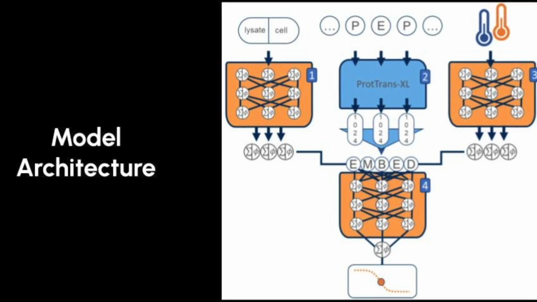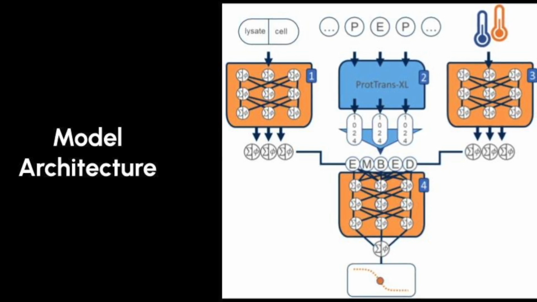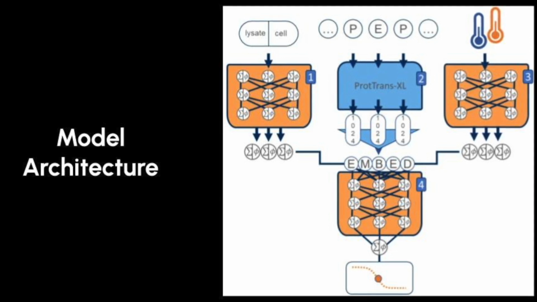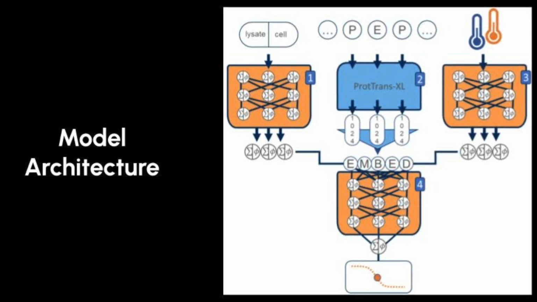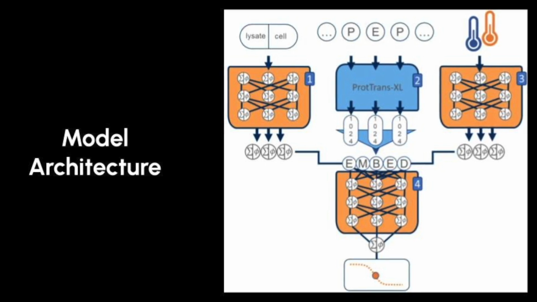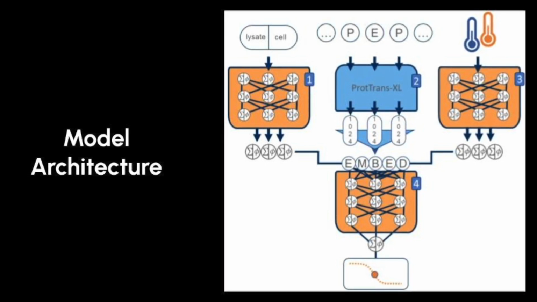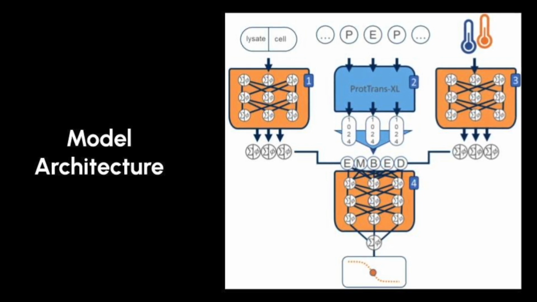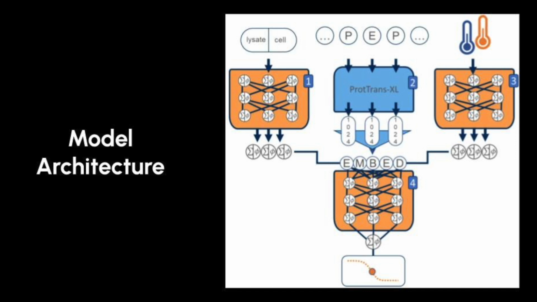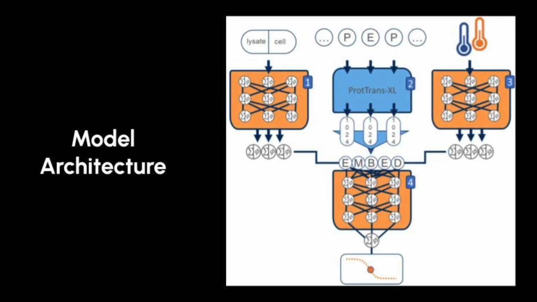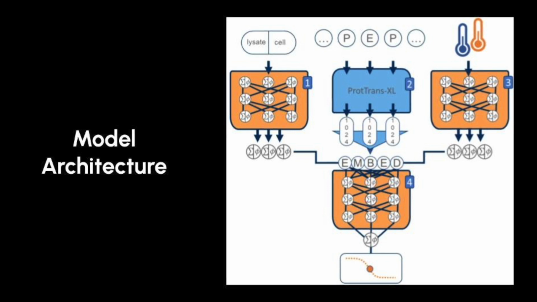Next, we have the amino acid sequence of the protein. This will be transformed into numerical features so that the model can read it by the ProtTrans XL encoder model. Finally, we have the growth feature, which is the temperature at which the cell or the lysate was grown at for getting the protein. Now, this will be passed through a similar neural network block to the lysate or cell data, and finally will output some features that we can concatenate into a final input feature.